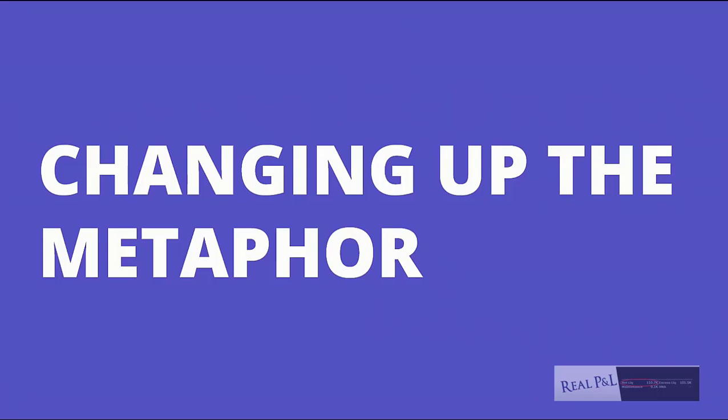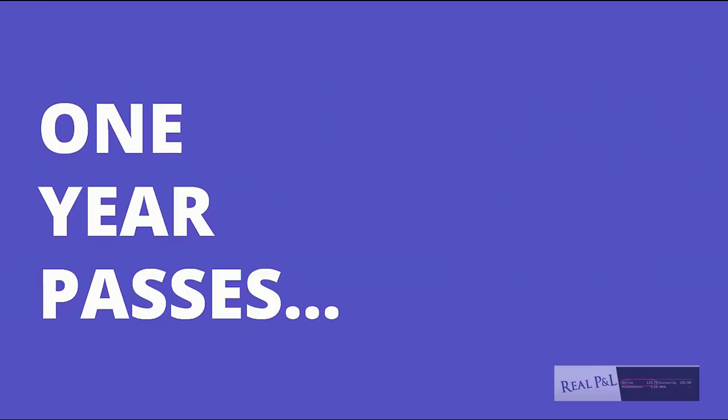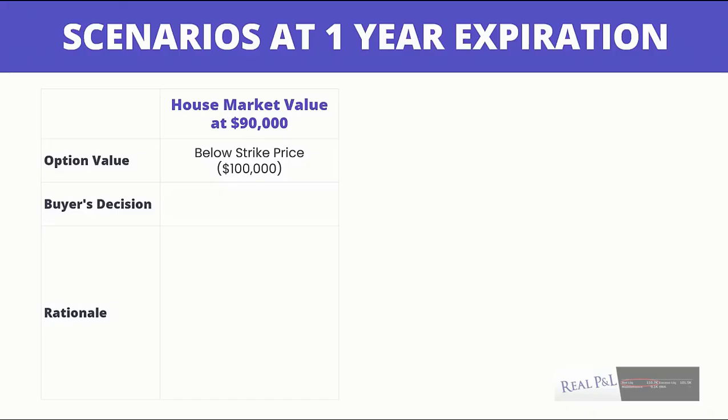Changing up the metaphor. Buying an option, the house analogy. Remember, imagine you're interested in buying a house that's currently worth $100,000. You believe the house's value will increase, but you're not ready to buy it yet. So you make a deal with the owner: you pay him $5,000 for the option to buy the house at $100,000 within the next year, regardless of its market value at that time. One year passes, and so here are the scenarios at expiration.